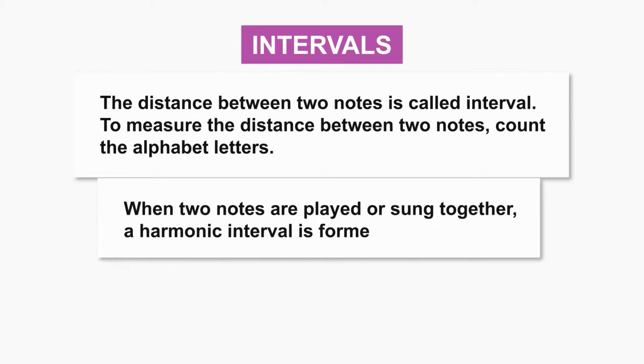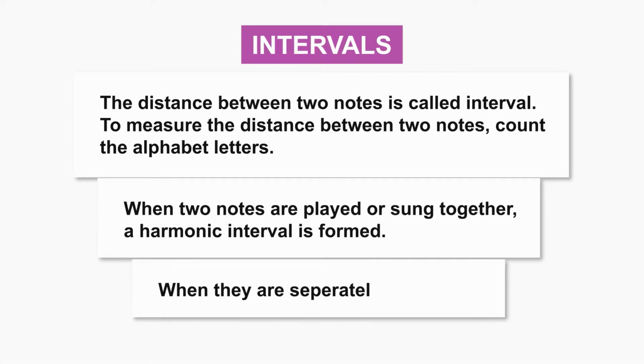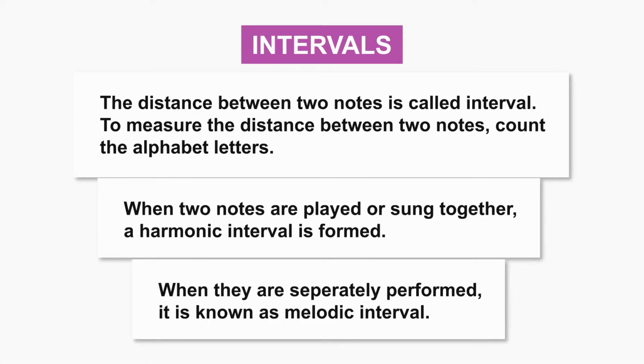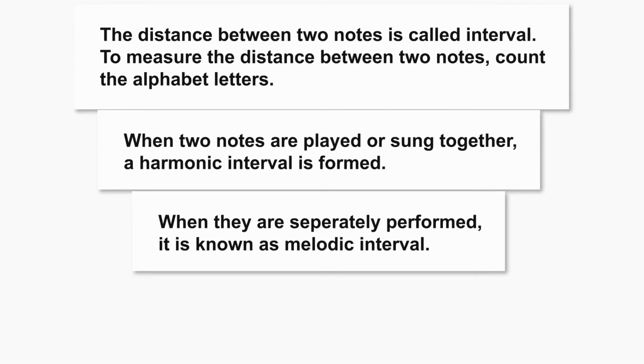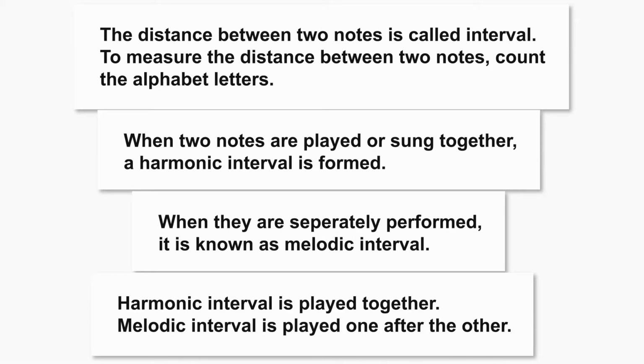When two notes are played or sung together, a harmonic interval is formed. When they are separately performed, it is known as a melodic interval. A harmonic interval is played together. A melodic interval is played one after the other.